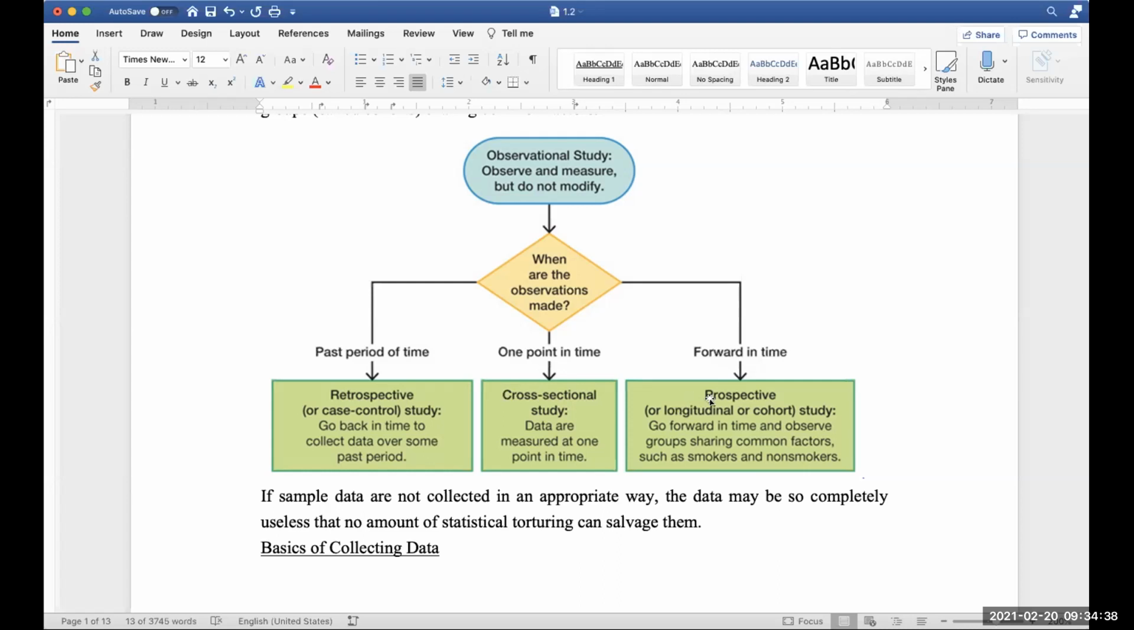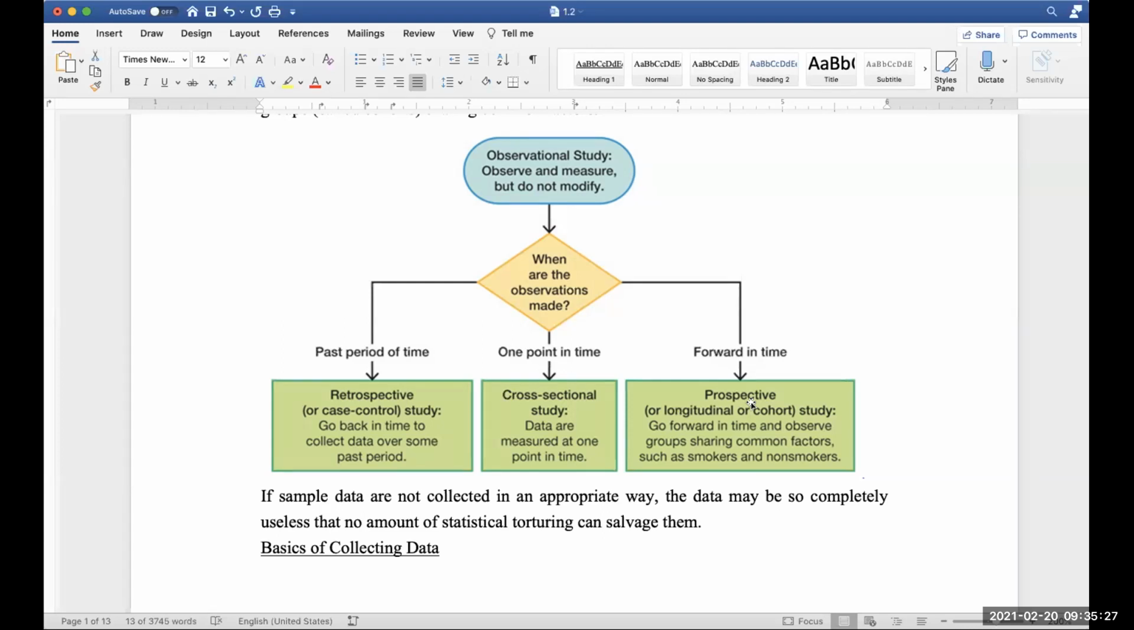Now you could also do prospective, where you say, okay, I'm going to look at all these adults, and they all look healthy and have the same environment, except some are smokers, some are not smokers. And then every 10 years, I'll look and see how many of them get lung cancer. So that's prospective. Does this mean that experimental studies can also be retrospective and prospective?